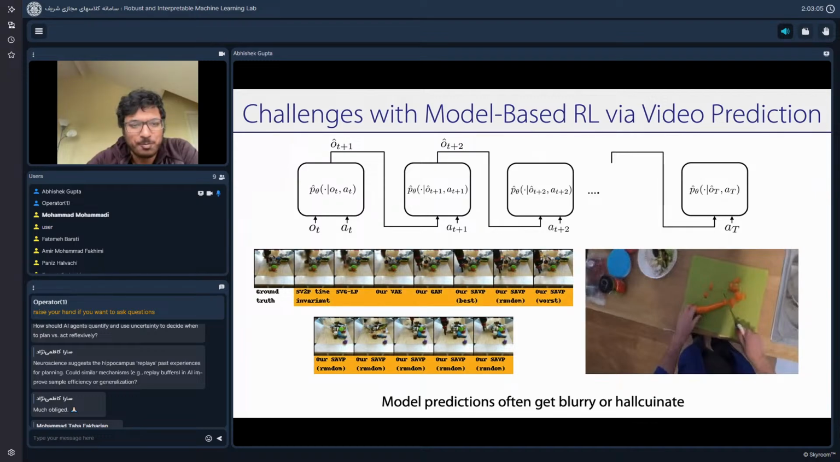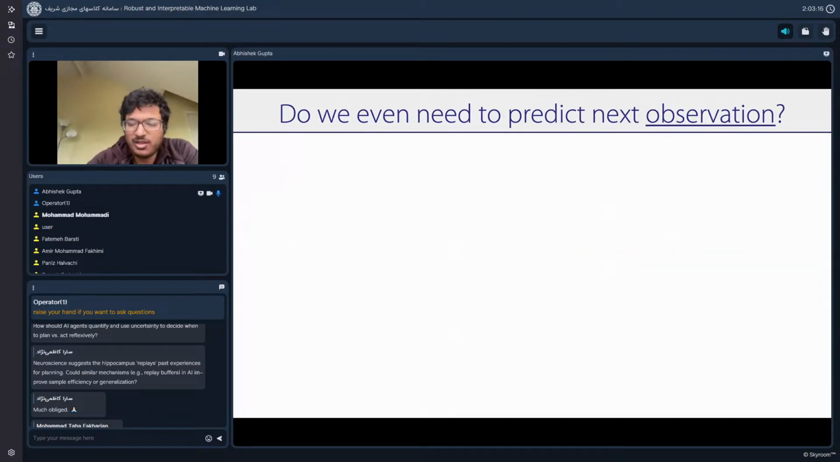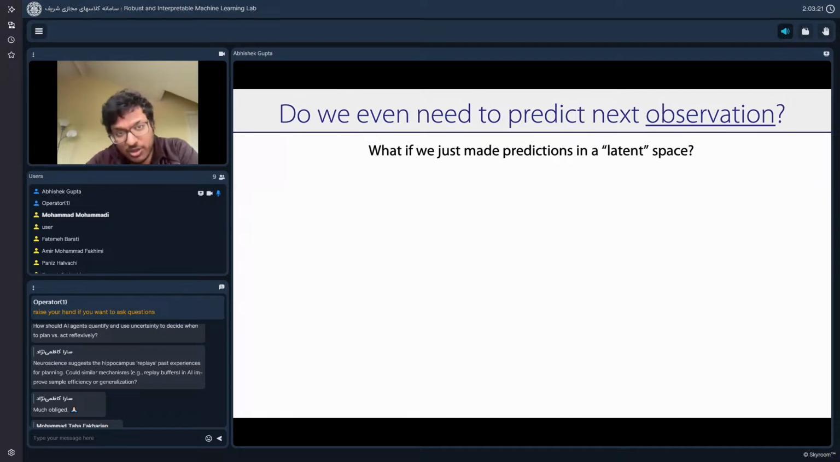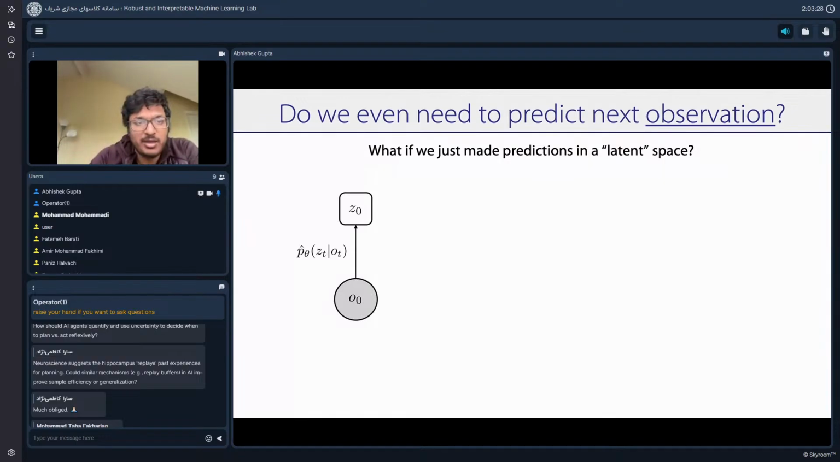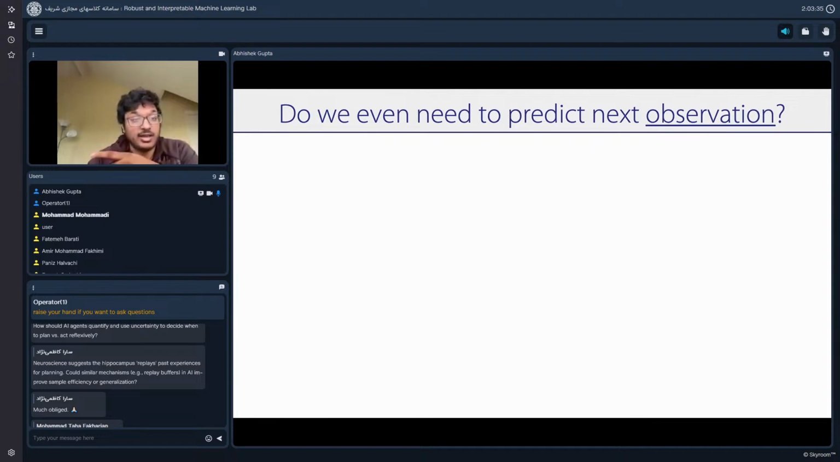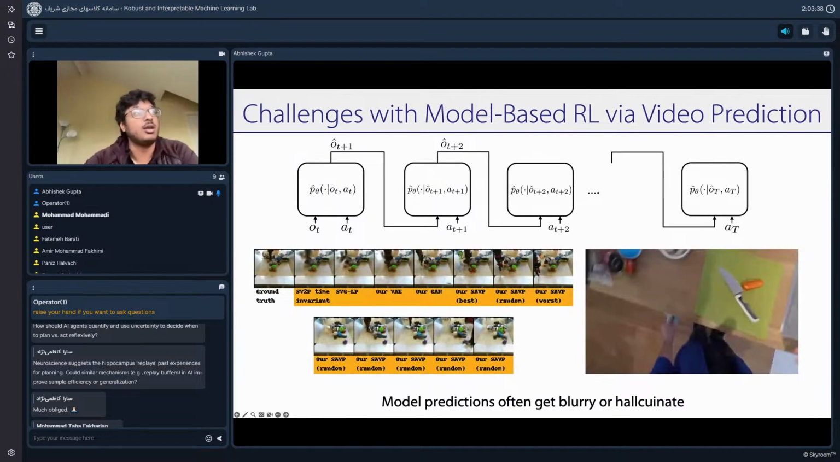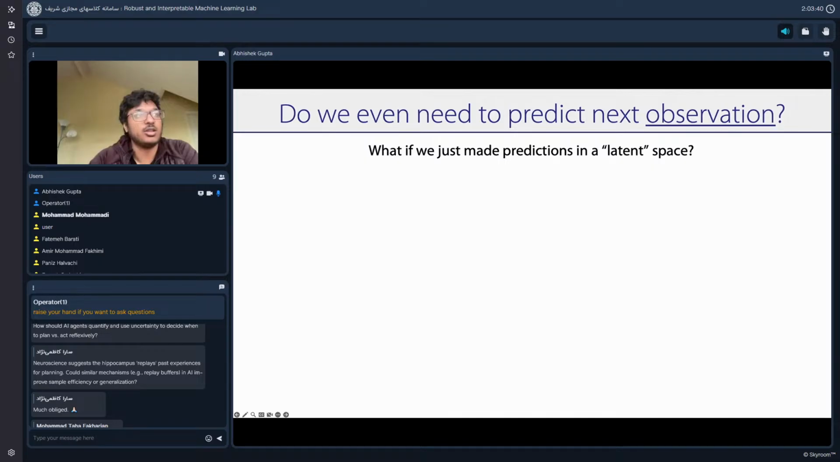And so model predictions often either get blurry or they start to hallucinate, especially in places that are important for decision making. And so the thing we started thinking about is, do we even need to predict the next observation? Do we even need to predict what the future frames are going to look like in terms of the pixels? And so what if we instead made predictions in a latent space? So instead of predicting from observations and actions directly to next observations like we do over here, what if we instead lifted this whole thing to a latent space?